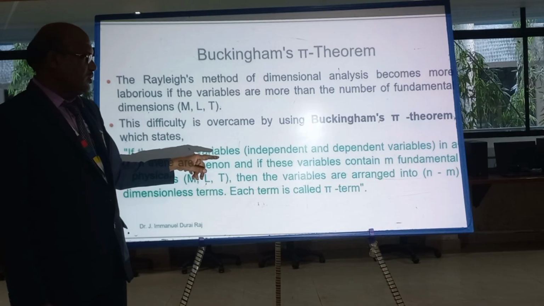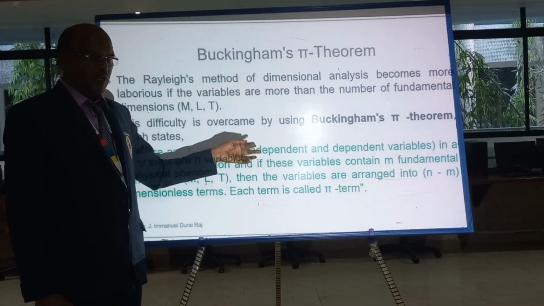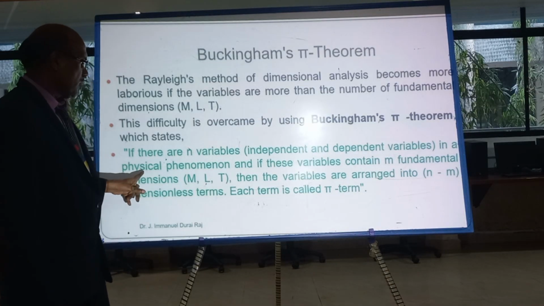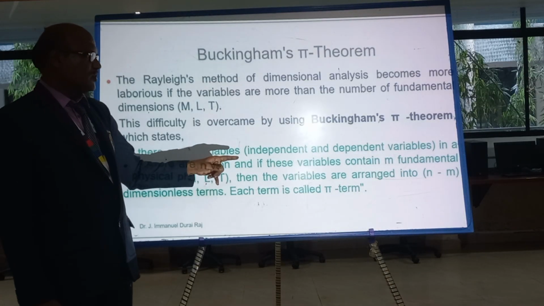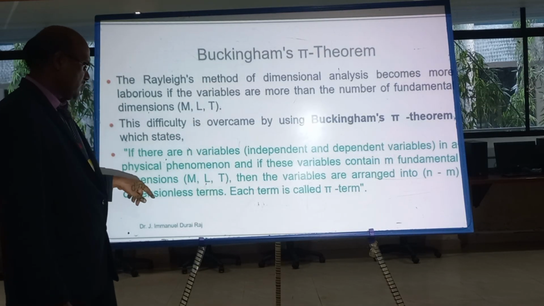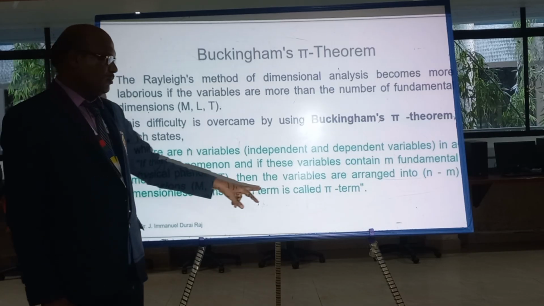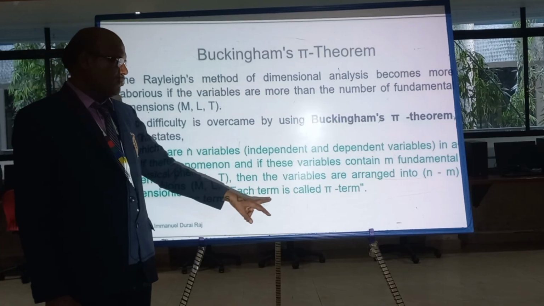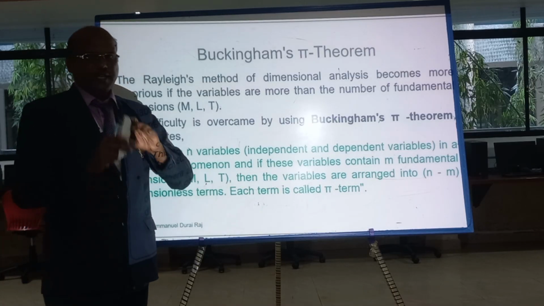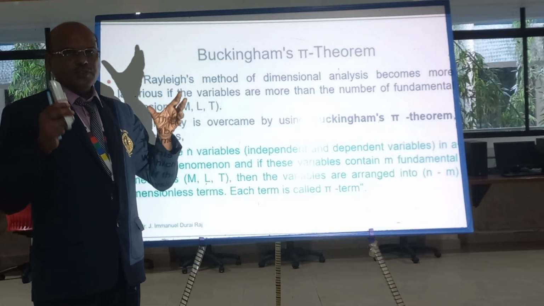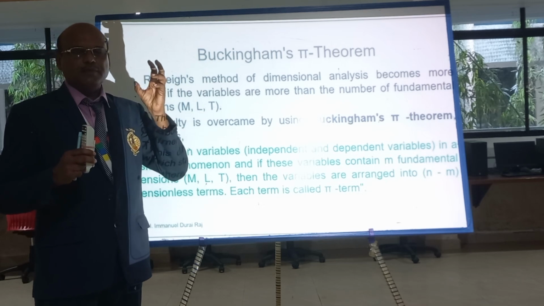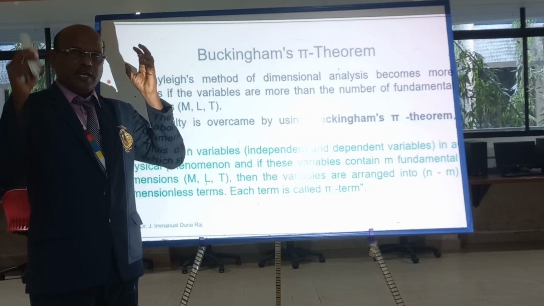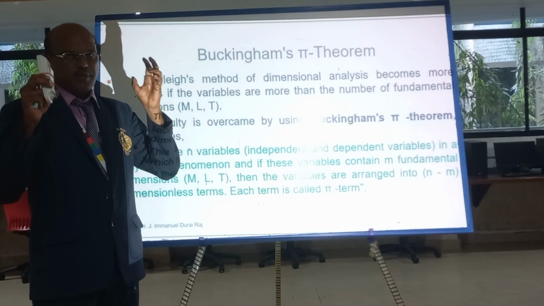There are n variables, both independent and dependent, in a physical phenomenon, and if these variables contain m fundamental dimensions, then the variables are arranged into n minus m dimensionless terms. Each term is called a phi term. If you take a particular process, we take one as the dependent parameter and 5 as independent parameters. So 1 and 5, totally you will have 6 parameters now.